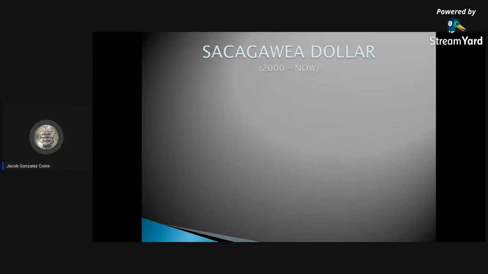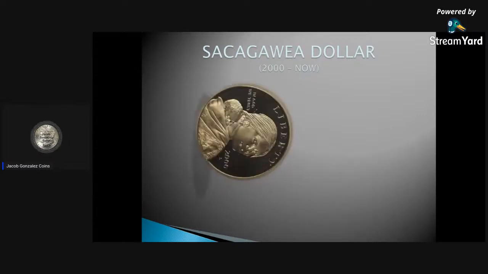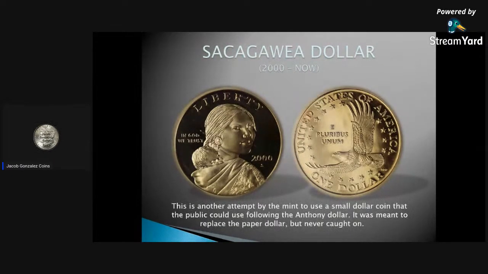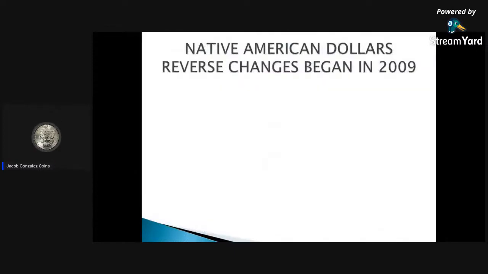So the Sacagawea dollar from 2000 into now, this coin is also now known as a Native American dollar, just to keep that in mind. This is another attempt by the Mint to use a small dollar coin that the public could use following the Anthony dollar. It was meant to replace the paper dollar, but it just never caught on.